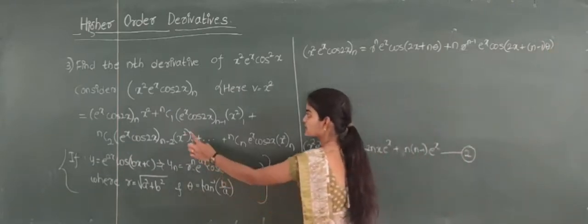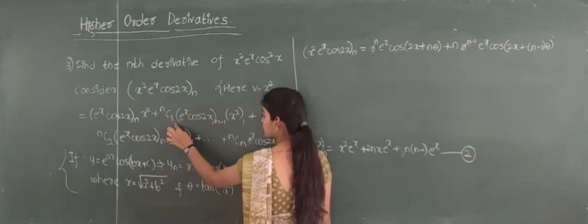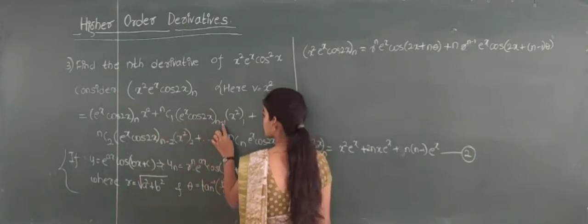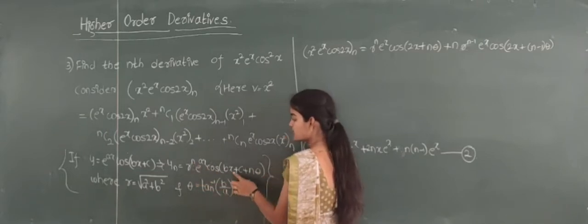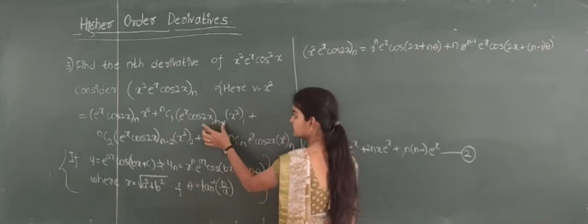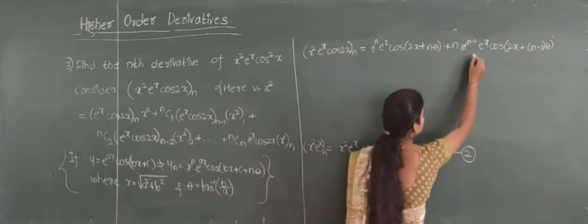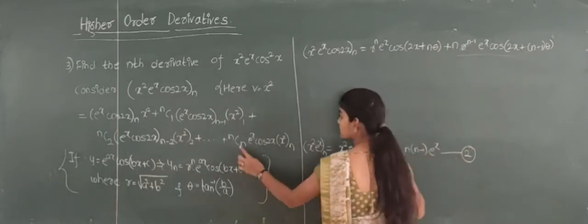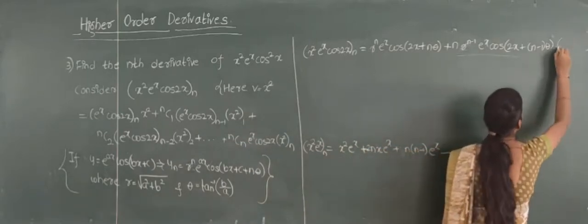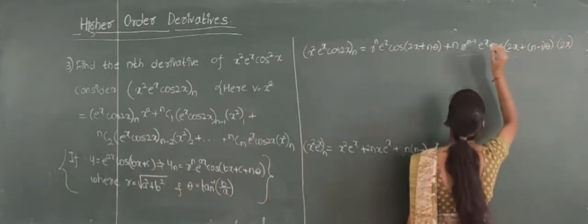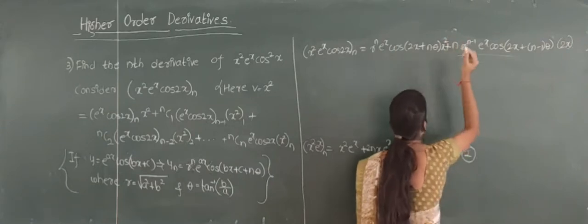See here, nC1 value is n, then e raised to x cos 2x. For the n minus 1th derivative, here we have to take n is equal to n minus 1. Then this is the n minus 1th derivative term. Next is what? First derivative of x square, that we will get as 2x. Yes, according to that here I have to write x square also.